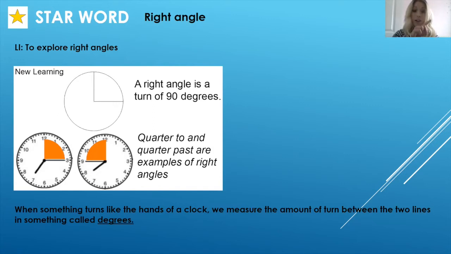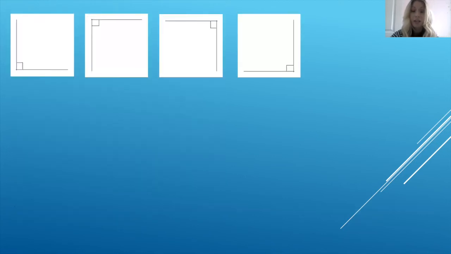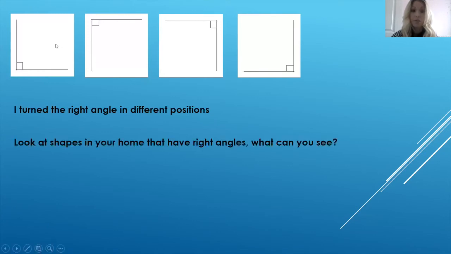When something turns, like the hands of a clock, we measure the amount of turn between the two lines in degrees. I've turned the right angle in different positions here. Can you see? I've rotated it all the way around. Have a look at the shapes in your home that might have right angles. What can you see?